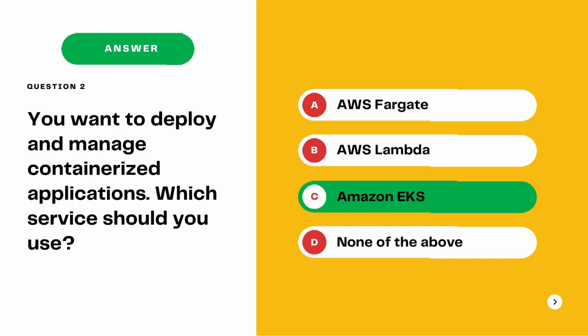The second option was AWS Lambda. This is also not the correct option, as AWS Lambda is not a container service. The third option was Amazon EKS. This is the correct option, as Amazon EKS is a container service that you can use to run Kubernetes on AWS. So the correct option is option C.